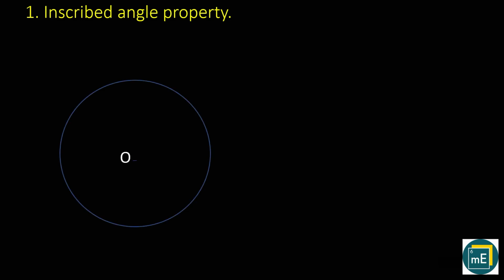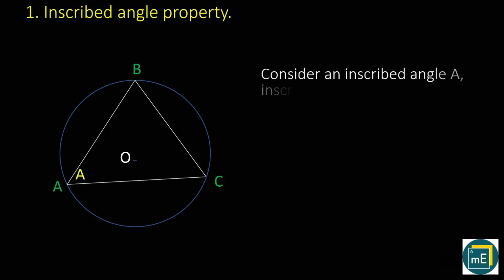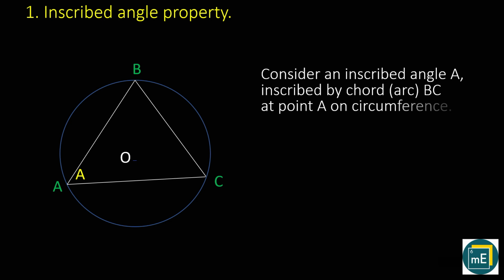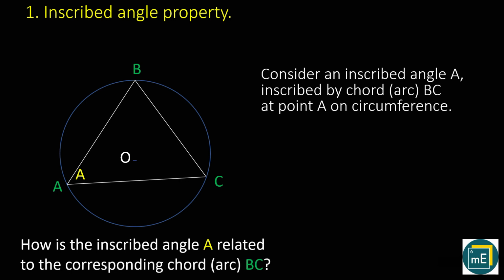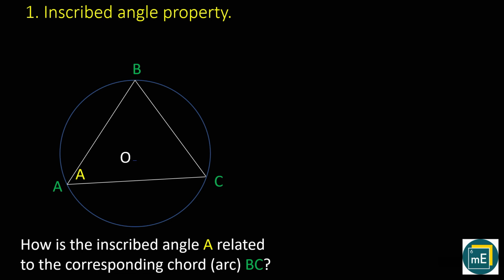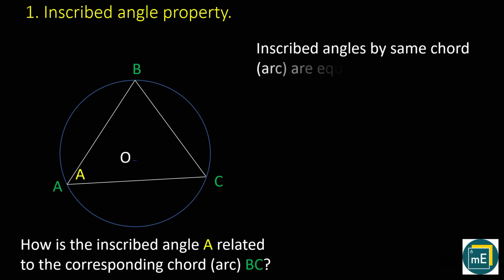Consider a circle and chord BC. An inscribed angle of the chord BC is an angle subtended by chord BC at any point on the circumference of a circle. Let's call this angle A. Now let's see how this angle A is related to chord BC. According to the inscribed angle property, inscribed angles by the same chord are equal.